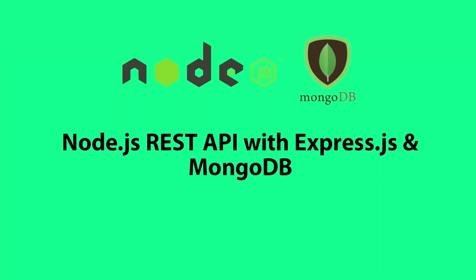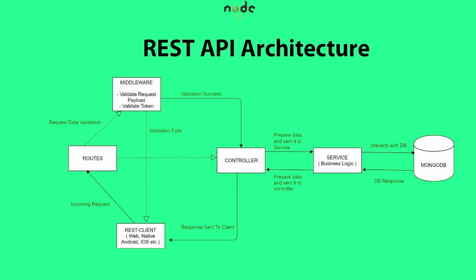So let's quickly have a look at the REST API that we are going to build in this course. As you can see, this is the API architecture that we are going to implement. At the bottom, you can see there is this REST client. Your REST client can be anything. It can be a web browser, a native Android device or an iOS device. Any sort of client that can interact with the HTTP protocol.